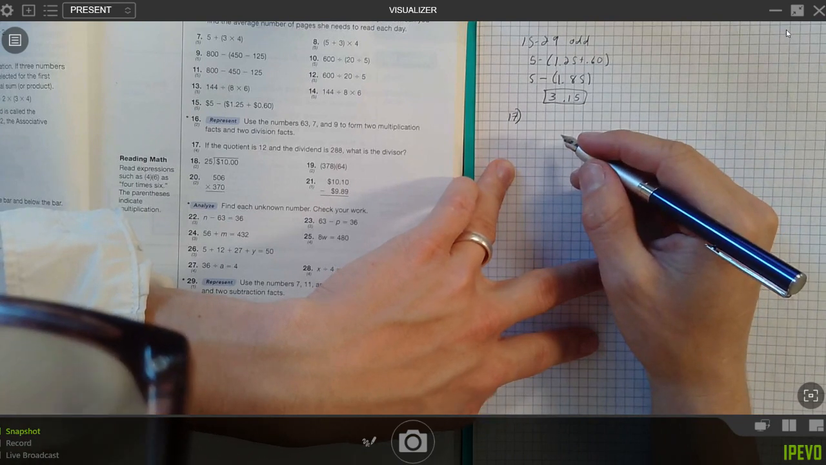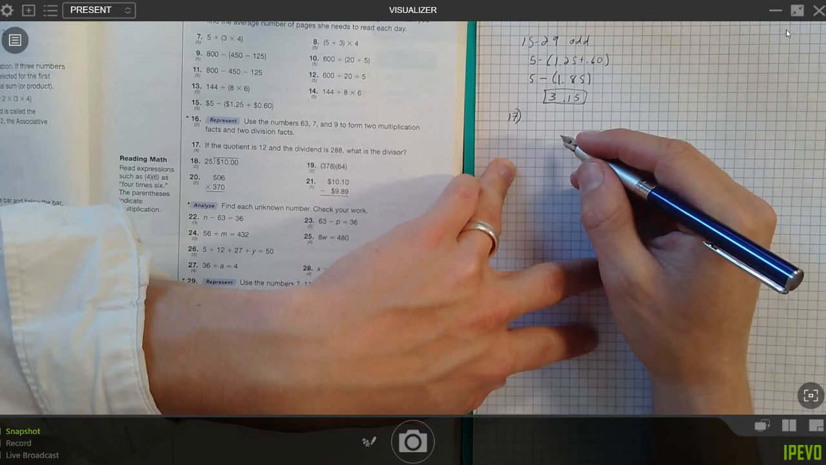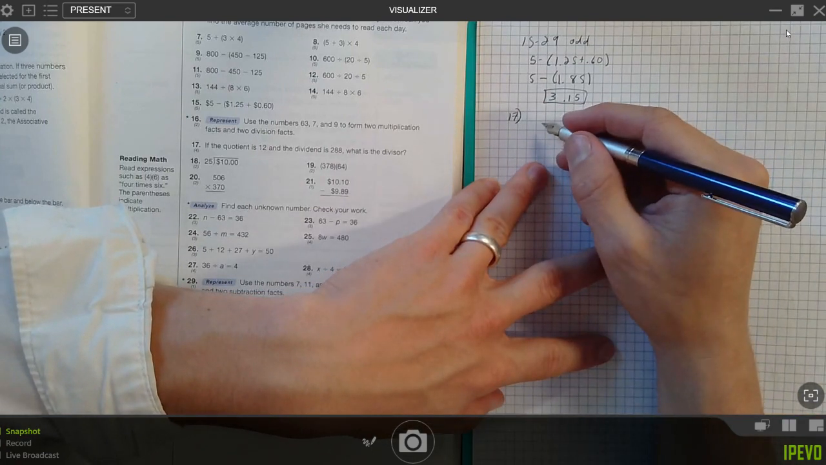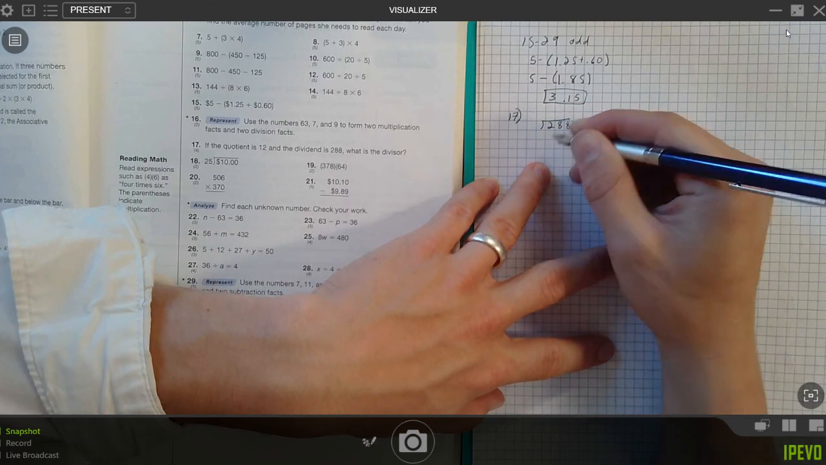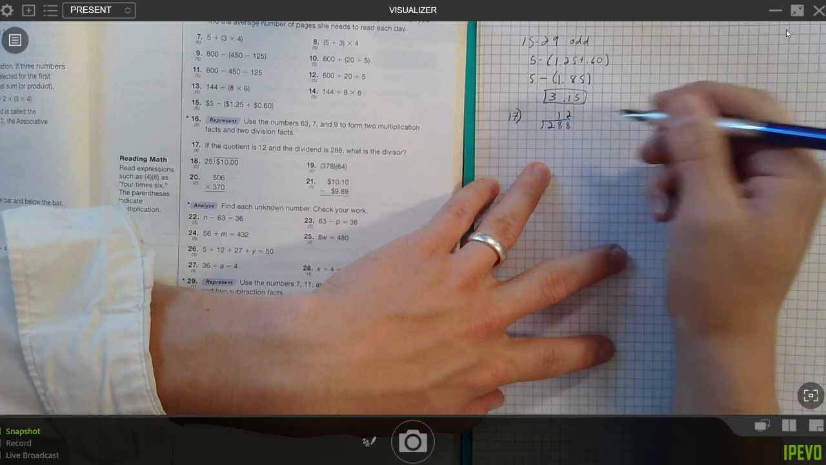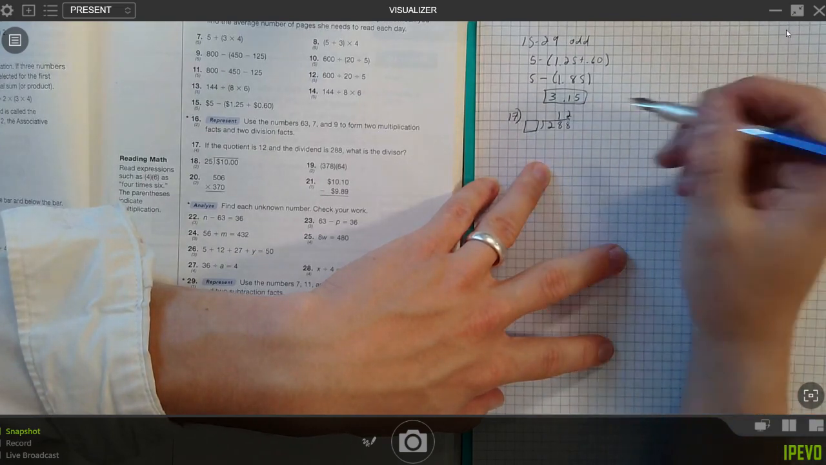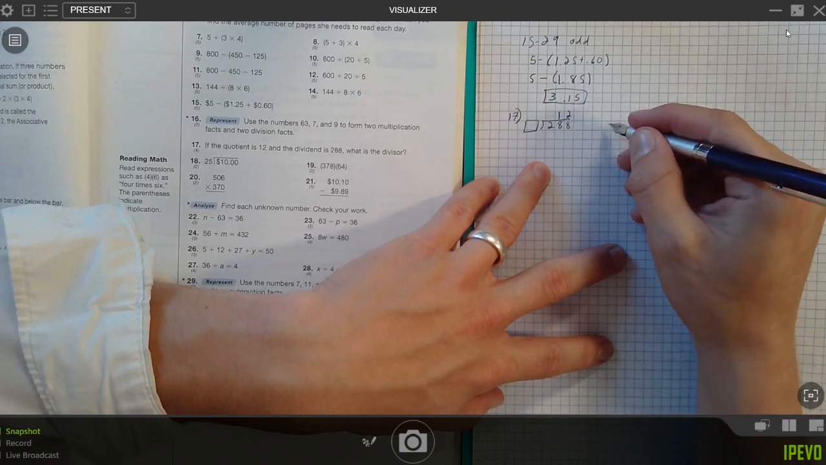$17. If the quotient is 12 and the dividend is 288, what is the divisor? So now you have to remember the dividend is your big number. Your quotient is your answer here. And the divisor is this thing here. Well, in order to find this out, I have to work backwards.